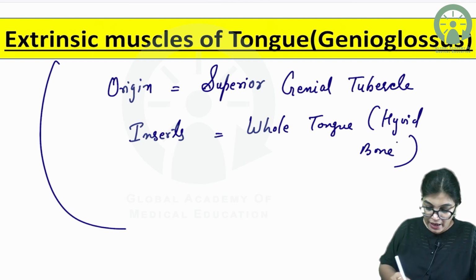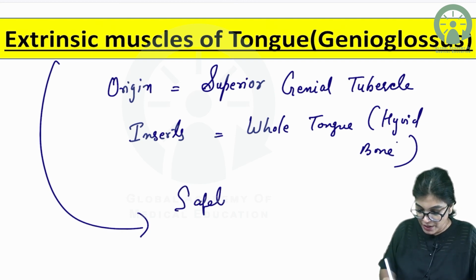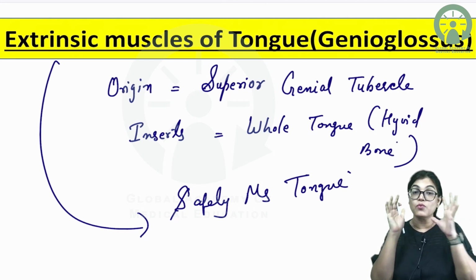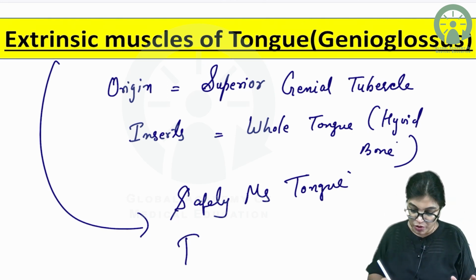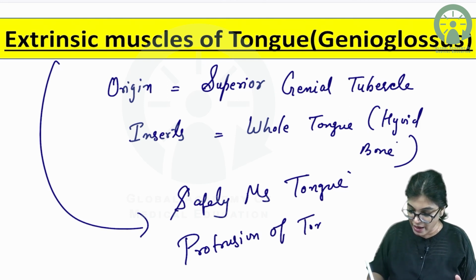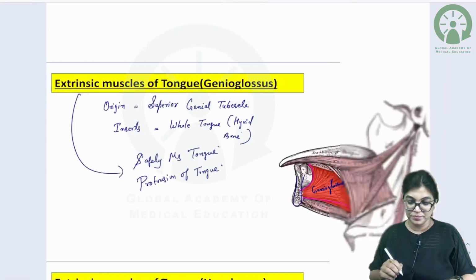It is called the safety muscle of the tongue. And why is it called the safety muscle of the tongue? Because it is the only muscle which causes the action of protrusion of the tongue. It causes protrusion of the tongue, and so it is considered the safety muscle of the tongue.